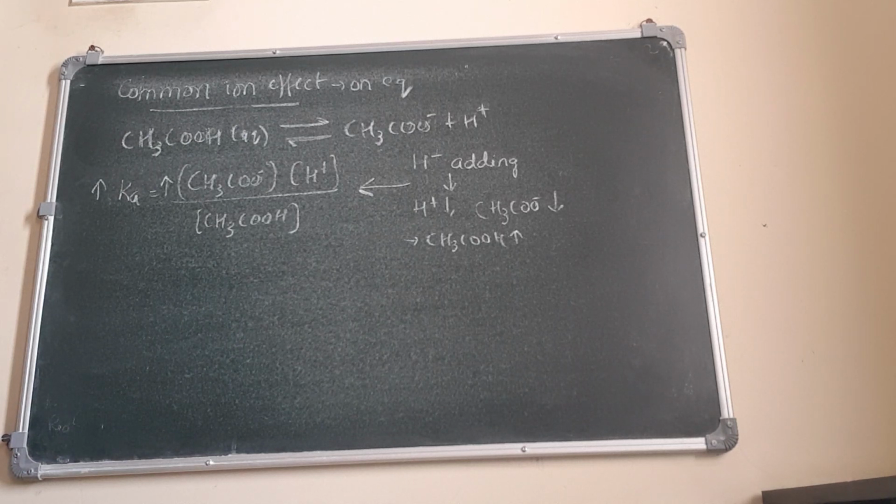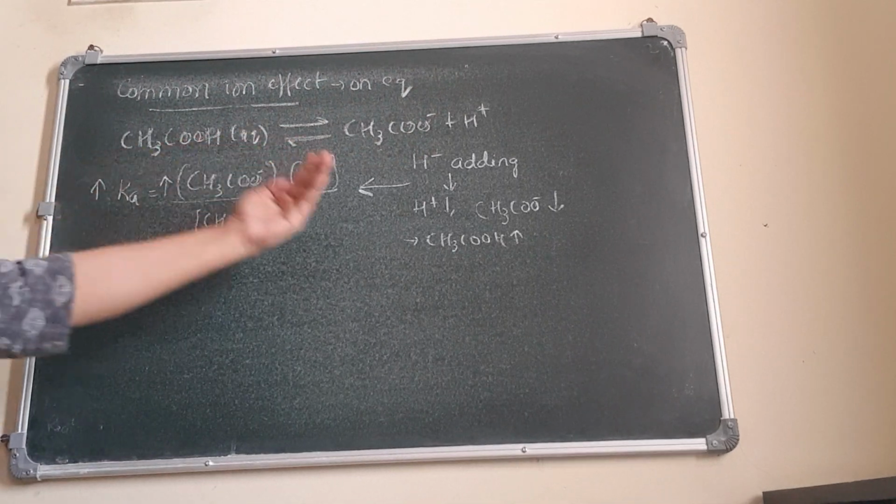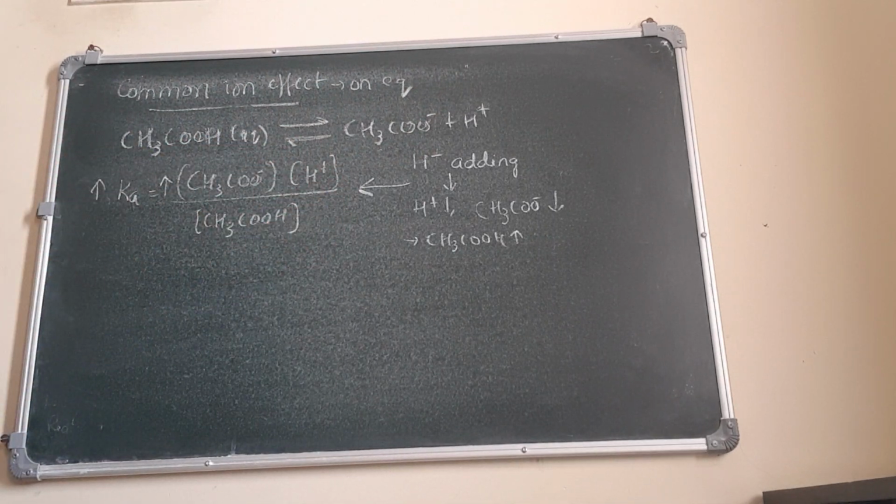Alright, so how do I summarize this? What is the common ion effect? Common ion effect just tells that there is a shift in equilibrium on adding a substance that is providing more of the ions which are already present, and the shift is always in the backward direction. Okay, so that's about common ion effect.